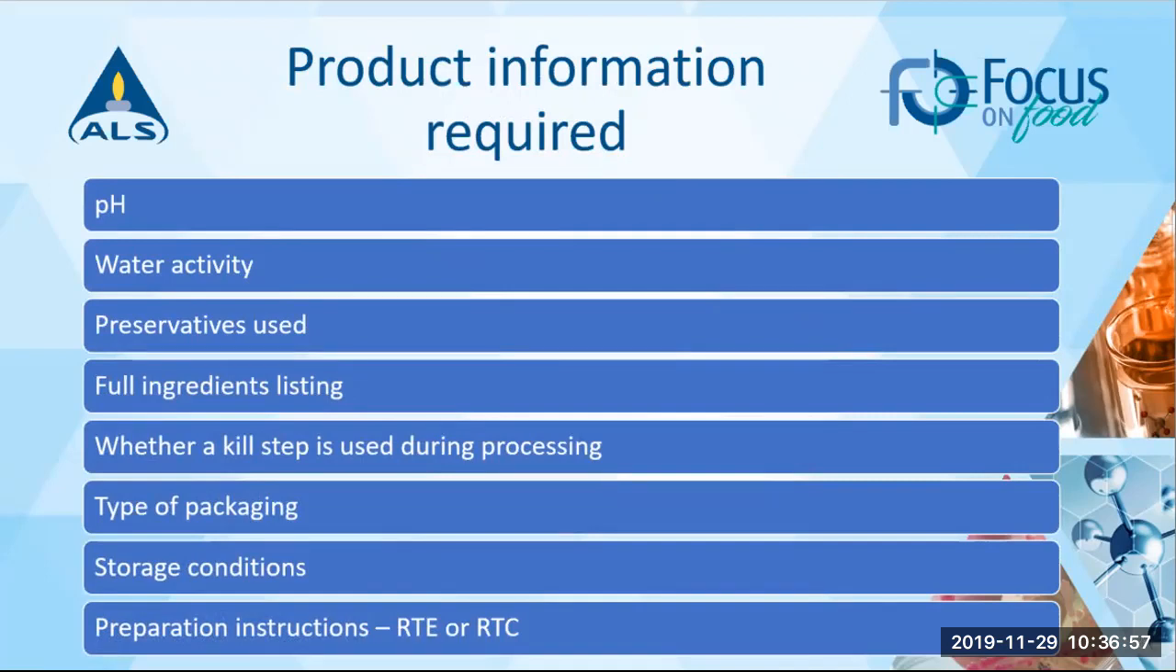So here's just a list of information you should know about your product in order to set up the trials and pick the appropriate testing. Hopefully most of this information you'll already have. Some you may need to do some initial testing on to establish, for example, pH, water activity. With any sort of testing, it's important to plan your testing early as it can sometimes take longer than you'd hope.